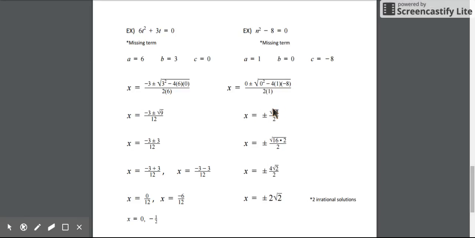Under the radical, we have 32 now. And so this is going to give us an irrational solution. We've got to simplify the square root of 32 and keep it in radical form. So we're going to break up 32 into 16 times 2. That allows us to take out the square root of 16. Just because we had 0 in front does not negate that positive and negative symbol. Keep that in front of the square root, and then keep simplifying. And 4 divided by 2 is 2. So we get two solutions, and they're both irrational.